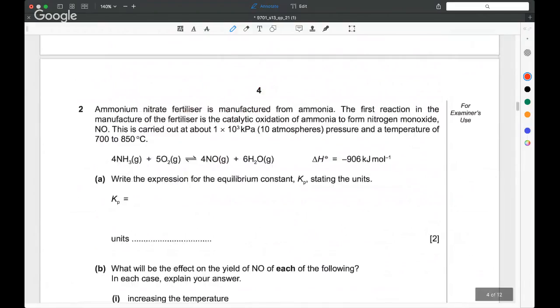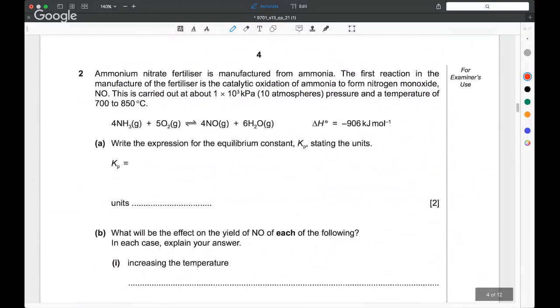Interesting. The second question is still keeping on about ammonia. Ammonium nitrate fertilizer is manufactured from ammonia, and it gives you some steps in the process here. You've got an equilibrium. You can see that all of these reactants are gases. And so this equilibrium expression is going to be expressed in terms of the partial pressures. So they want you to give a value for the equilibrium constant here, expressed in terms of partial pressures. And you do that by putting the lowercase p there to represent the partial pressure.